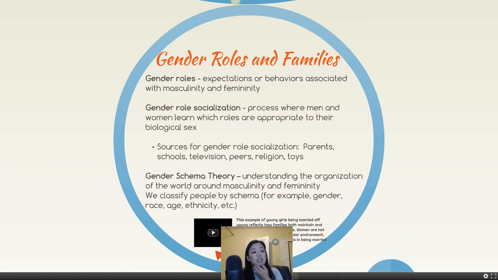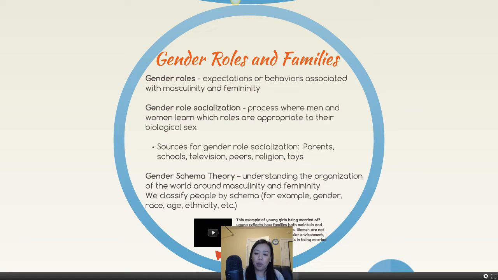Next up is gender schema theory. And this theory is one of our very first coming out of the gate in chapter 3 that I want you to focus on. And gender schema theory really says that we have to be able to understand how masculinity and femininity, our schema, our way of organizing people, play into the family.